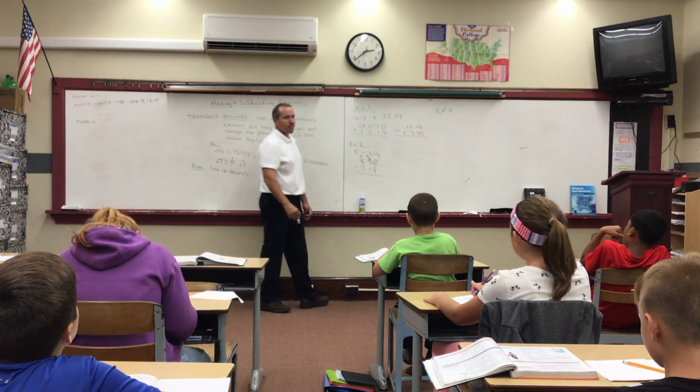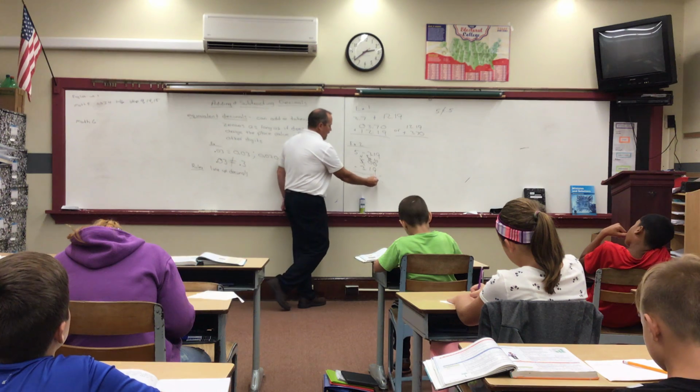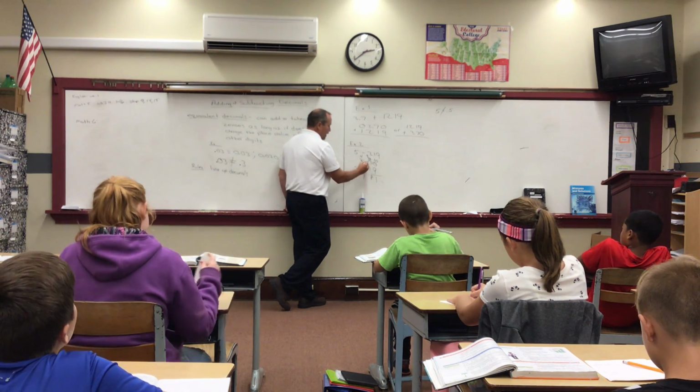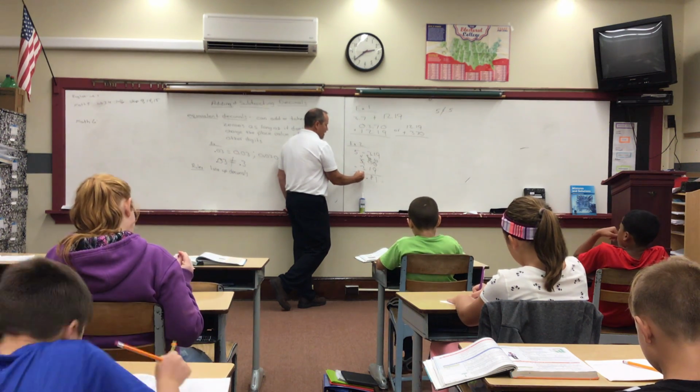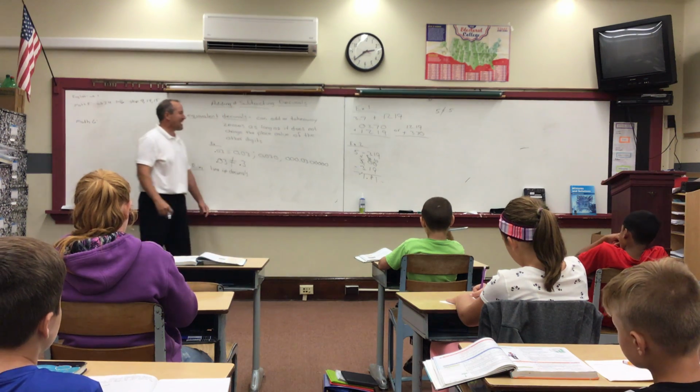And now we would subtract. 10 minus 9 is 1. 9 minus 1 is 8. And 4 minus 3 is 1. And then you bring the decimal straight down. You're thinking about money now. And it would be 1 and 81/100.